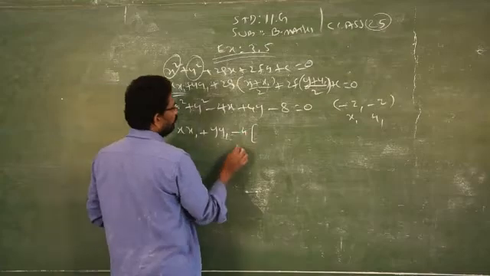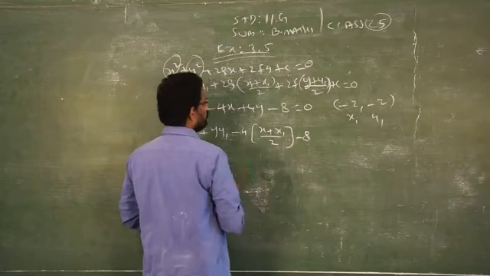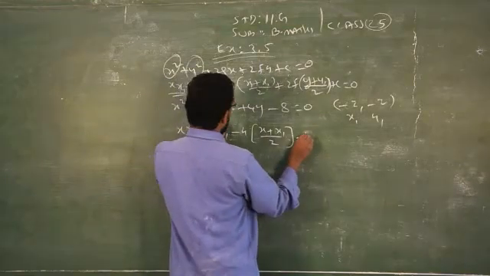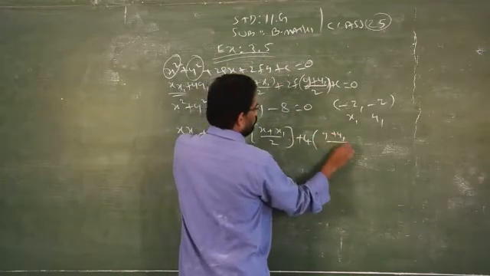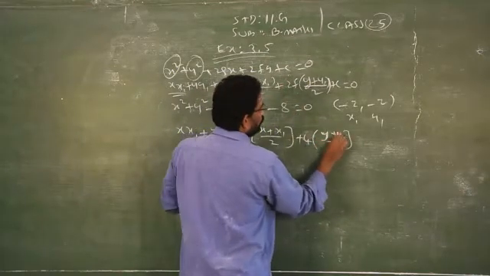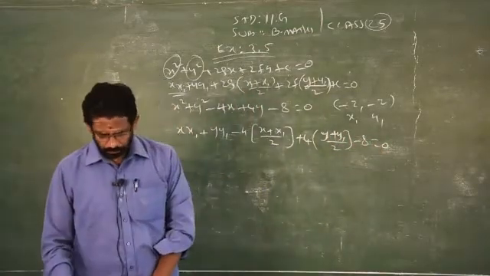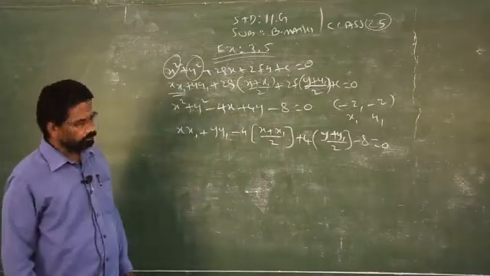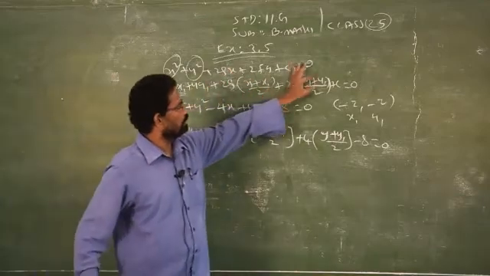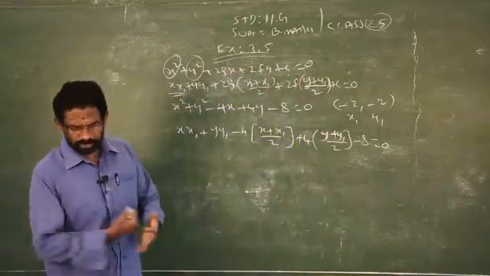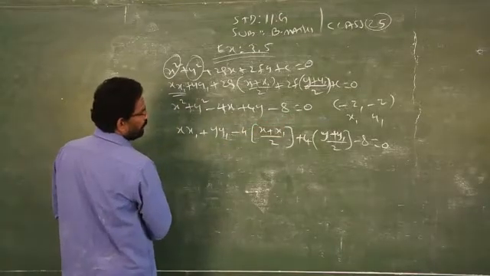This x is replaced by (x plus x1) by 2 minus 8, sorry, plus 4. This y is replaced by (y plus y1) by 2, minus 8 is equal to 0. Just replace as it is: x by (x plus x1) by 2, y by (y plus y1) by 2, and the constant as it is, no changes. Now you have to replace x1 by minus 2, y1 by minus 2.